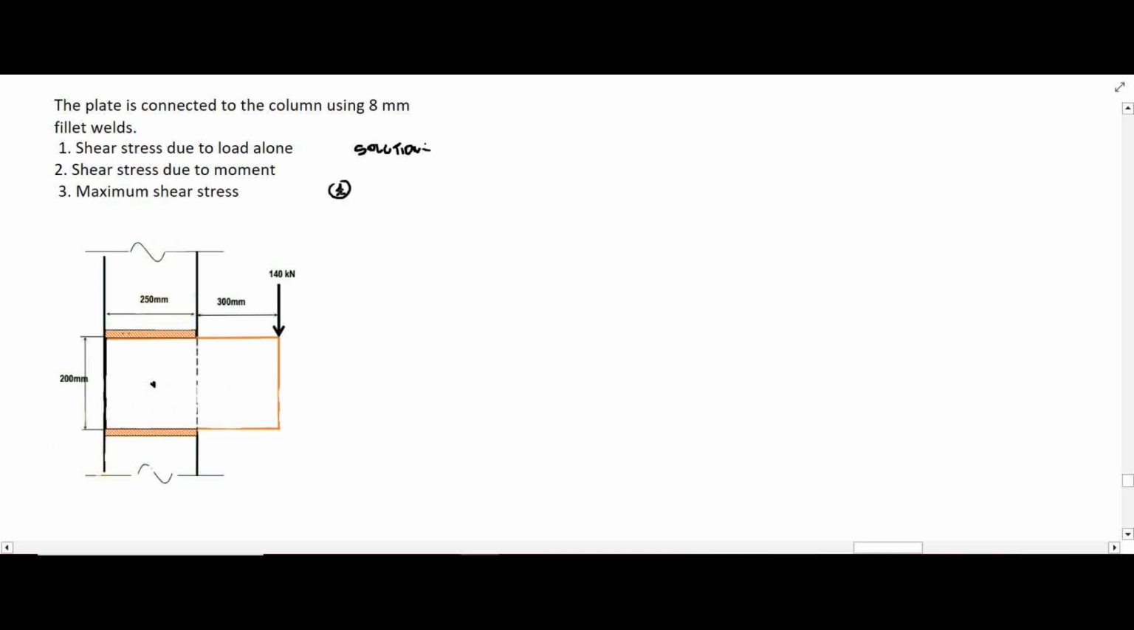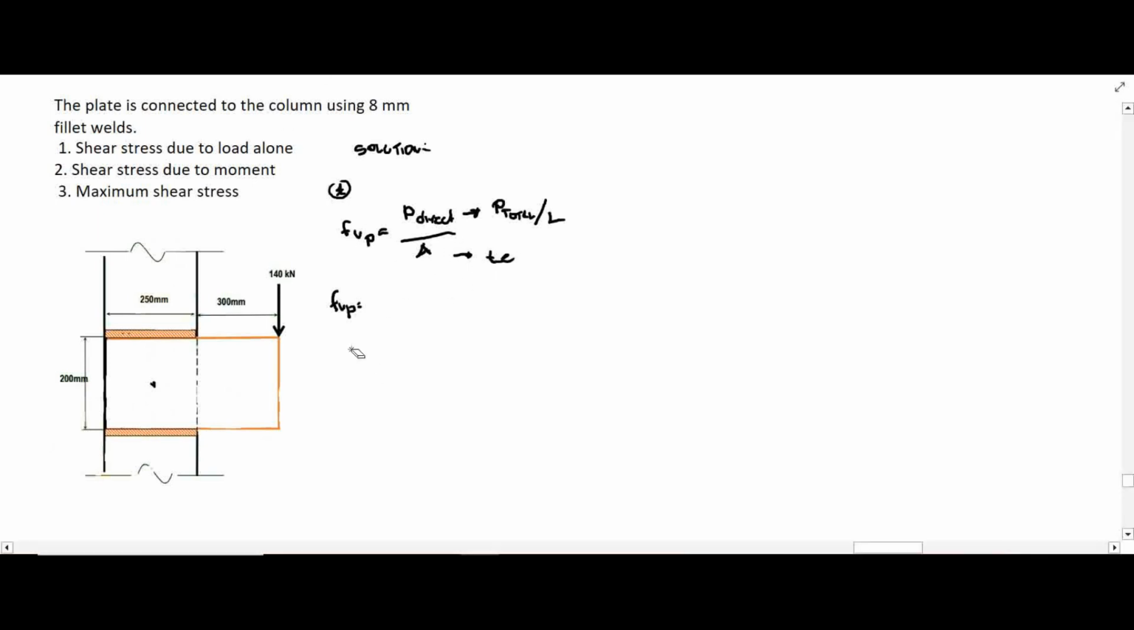So number one, shear stress due to the load alone. We have our formula FVP. This is shear stress due to load, and we have our P direct divided by the area. For a welded connection, P direct is equal to the P total divided by the total length of the welded part, and our area is T sub E.